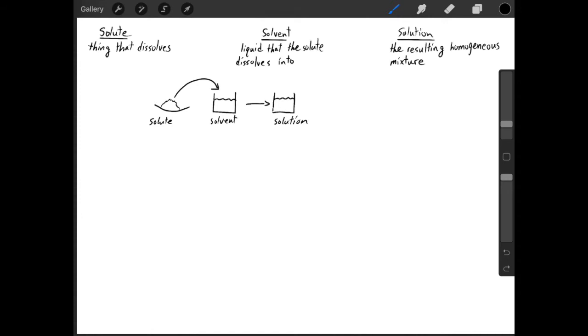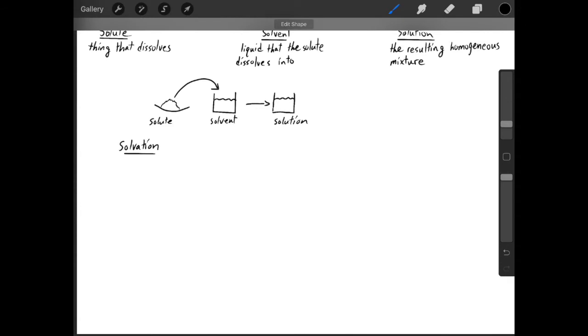So one additional vocabulary term that's worth knowing is solvation. When a solute is dissolved into a solvent, it's said to be solvated by that solvent. During the process of solvation, the solvent molecules surround each individual solute particle.